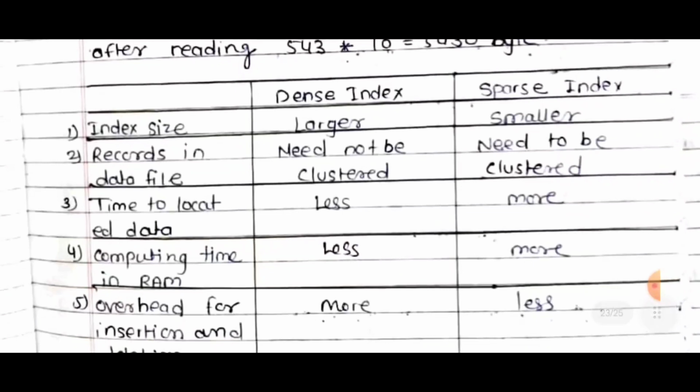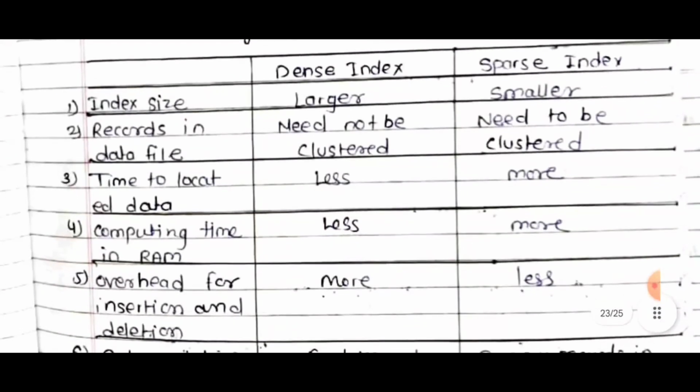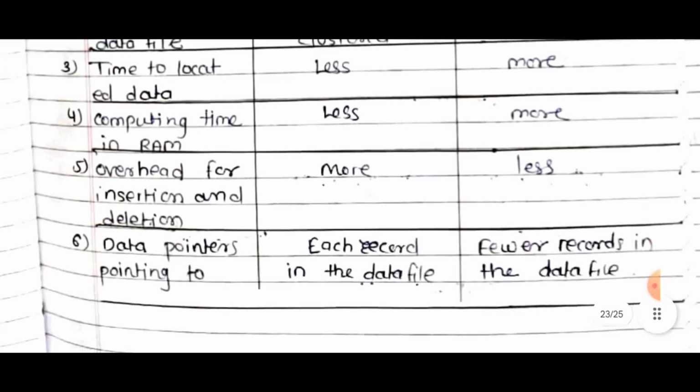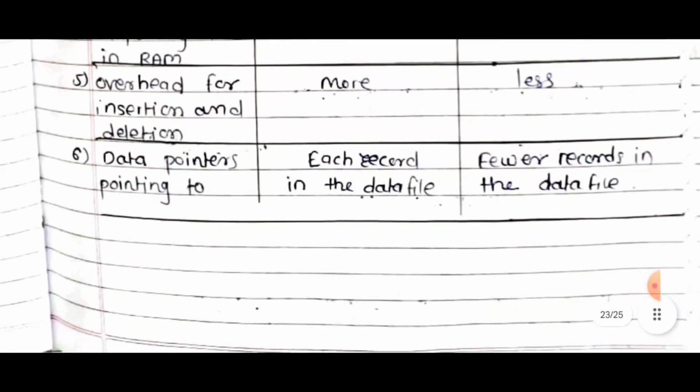So this is the difference between dense index and sparse index. Index size: larger, smaller. Records in the data file need not be clustered, need to be clustered. Time to locate data: less, more. Computing time in RAM: less, more. Overhead for insertion and deletion: more, less. Dense index has data pointers pointing to each record in the data file; sparse index has fewer pointers, to fewer records in the data file.